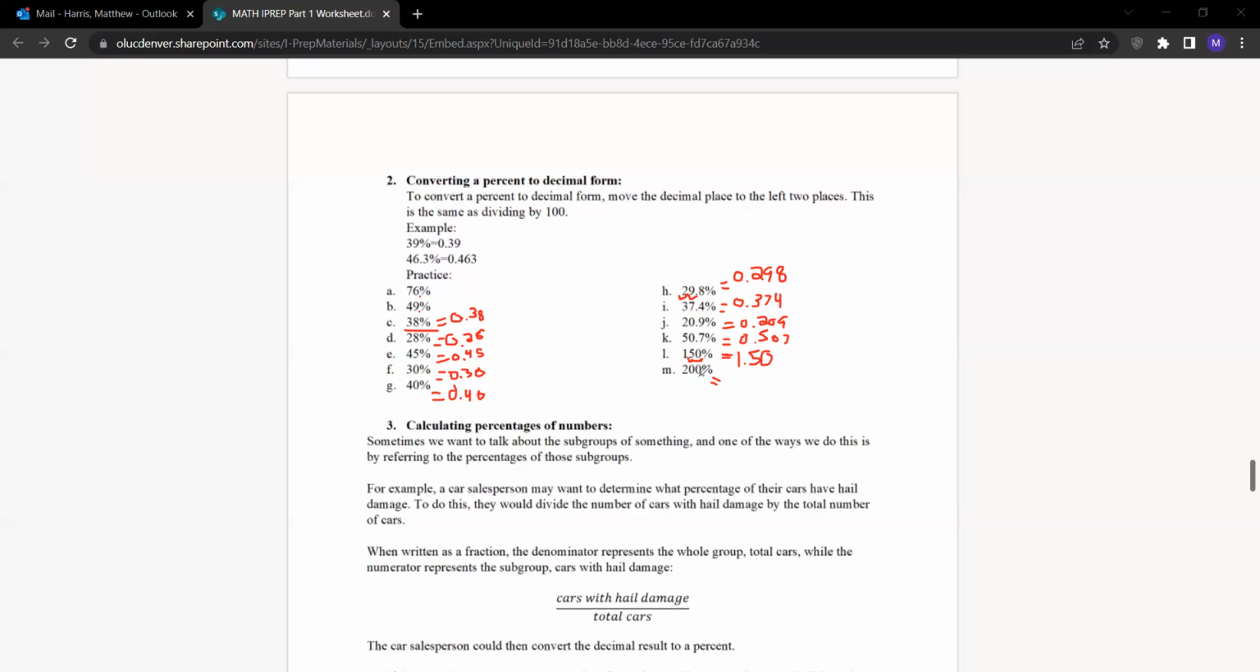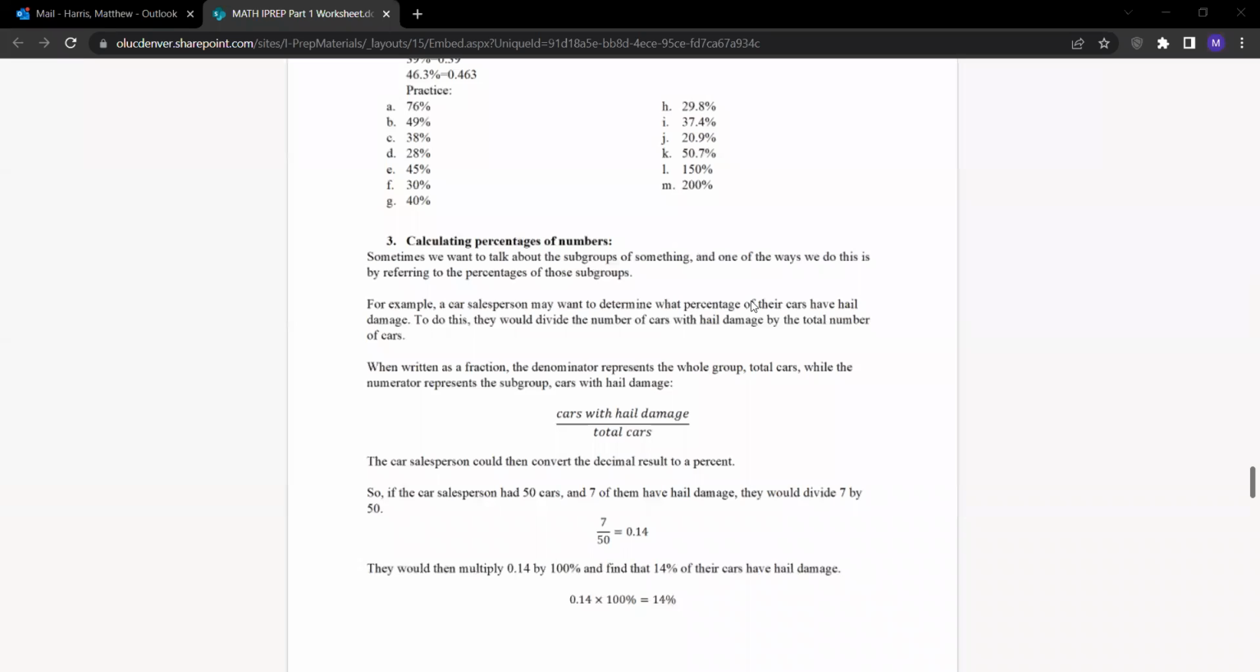So again, we have here 200%, move it over to 2.00. All right, so that is converting percents to decimals. So next we'll talk about calculating percentages of numbers.